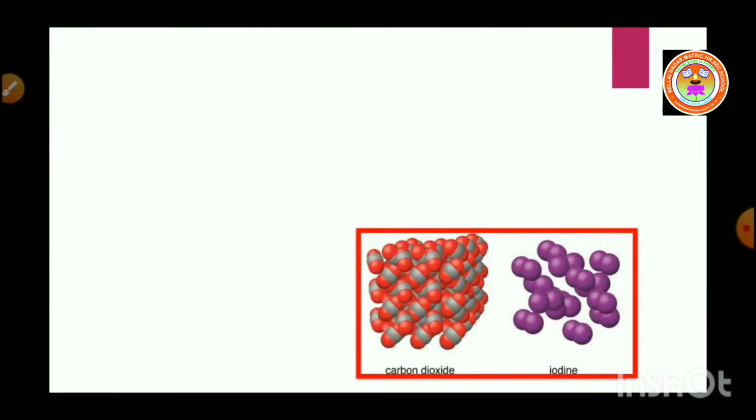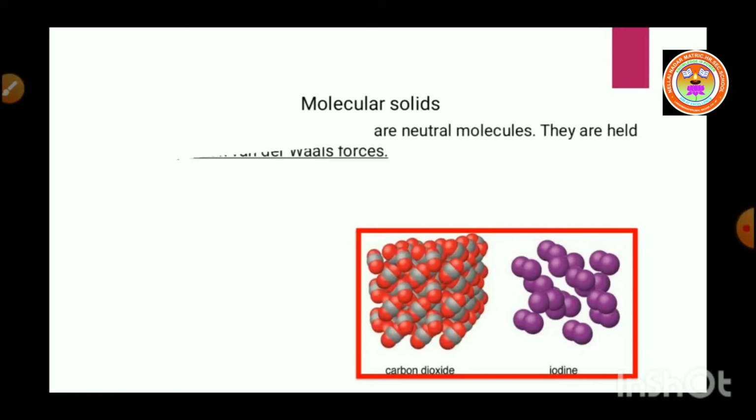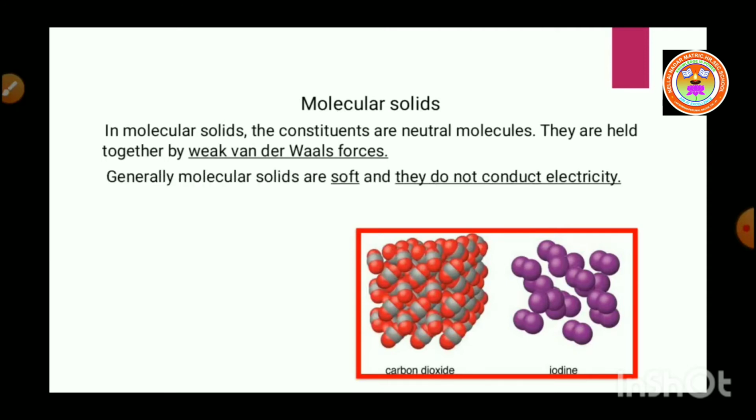And the third one is molecular solids. See here, some examples of molecular solids are given. What are molecular solids? In molecular solids, the constituents are neutral molecules. Neutral means they are held together by weak van der Waals forces. See here, molecular solids are soft and they do not conduct electricity.